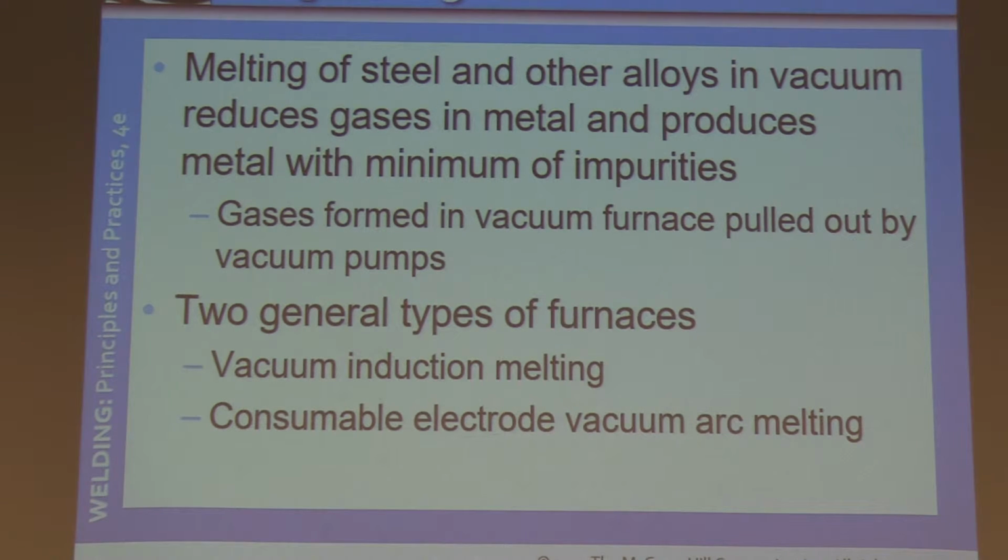Vacuum furnaces and degassing. Page 57. I'm going to read from the book. Left-hand column, bottom. The melting of steel and other alloys in a vacuum reduces the gases in a metal and produces metal with a minimum of impurities. The gases formed in a vacuum furnace are pulled out of the metal by vacuum pumps.